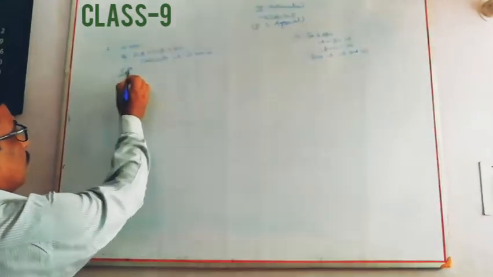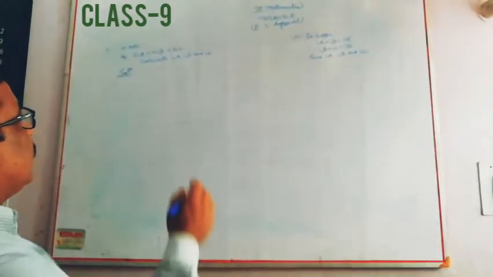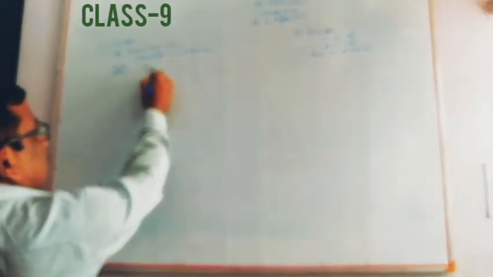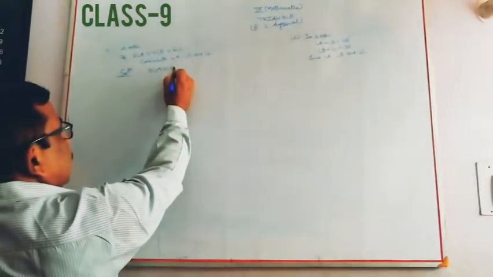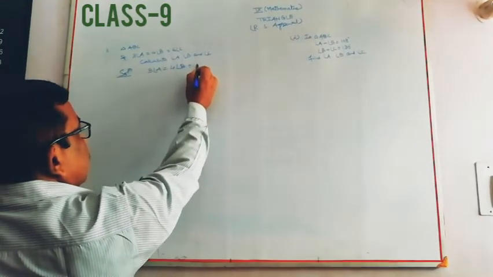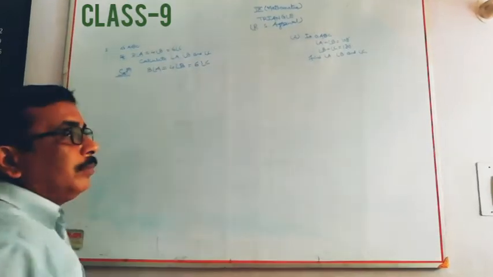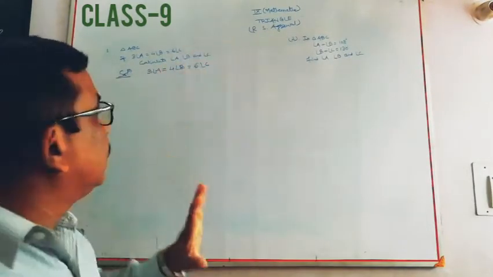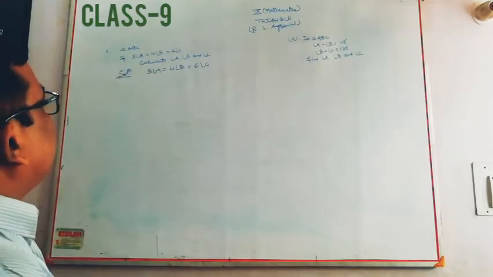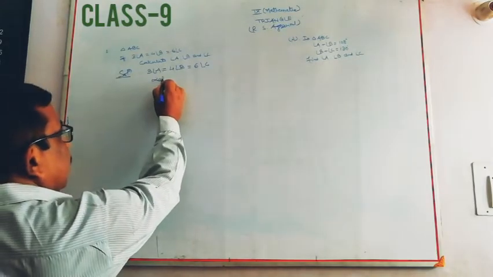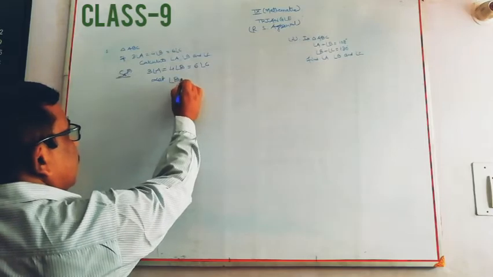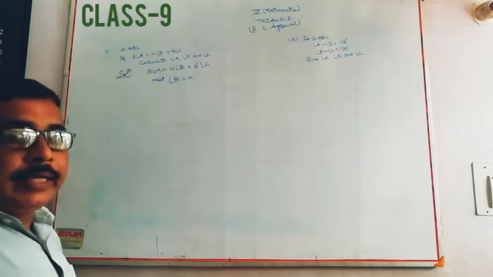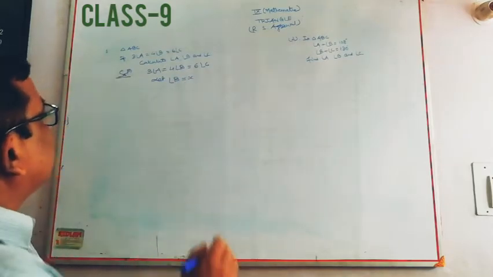Solution: given in your question, 3 angle A is equal to 4 angle B is equal to 6 angle C. How can you find the value of A, B and C? The process is: let angle B is equal to x.